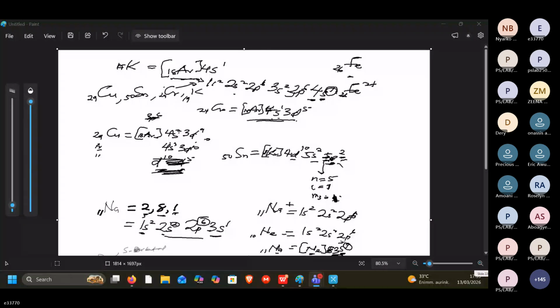Okay, so iron 2 plus is argon 4s1 3d5. So it's going to be how many electrons for 3d? 3d5. 3d what, 5 or 6? It's not 5, please. 3d6, sir. Yes, 3d6, 4s2. You have already fully filled it.